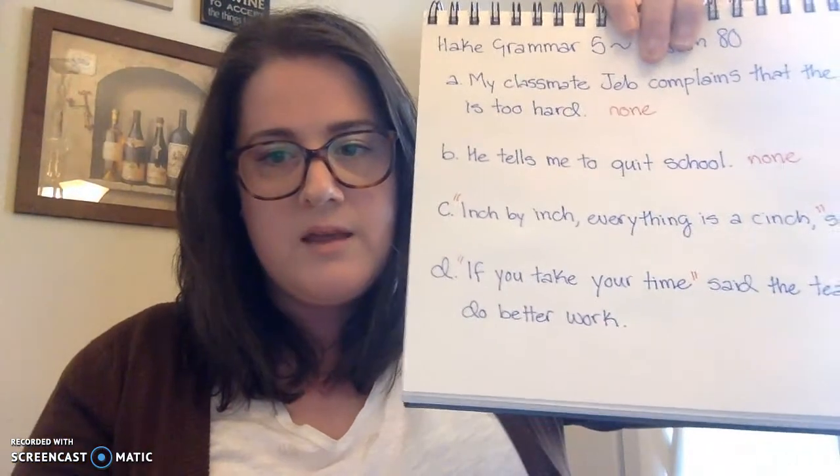Okay? And my last sentence. If you take your time, said the teacher, you'll do better work. So here we have a direct quotation, and our quotation is interrupted by the explanatory note. So I'm going to use 2 sets of quotation marks. Quotation marks come in sets. So there's going to be 4 of them. So I'm going to put quotation marks around, if you take your time, like that.